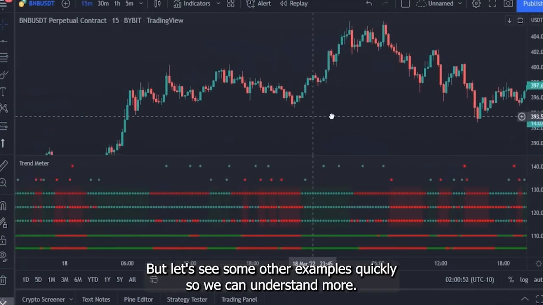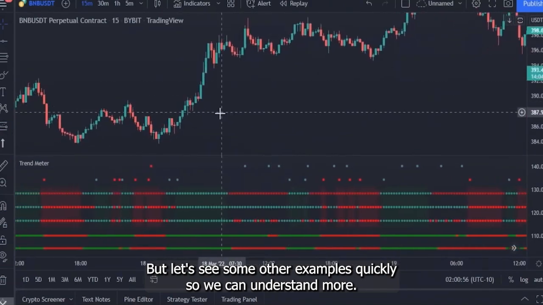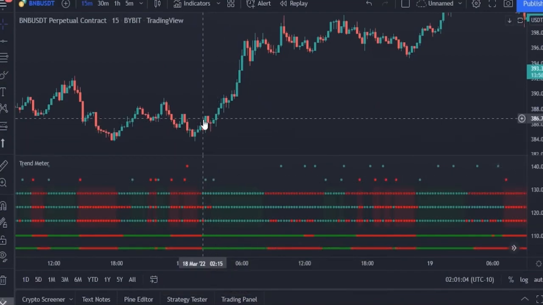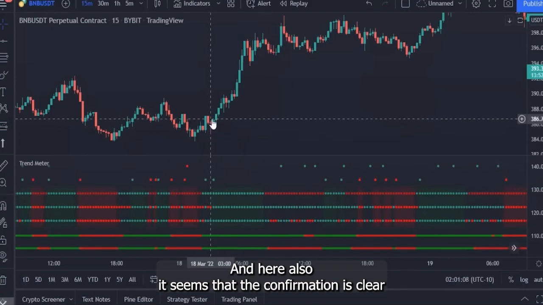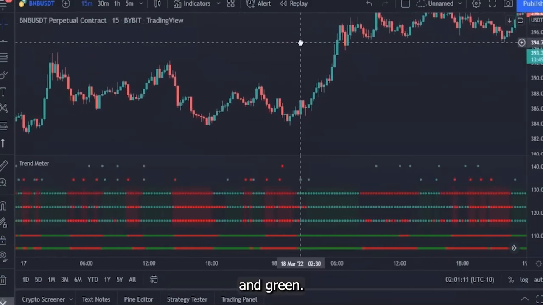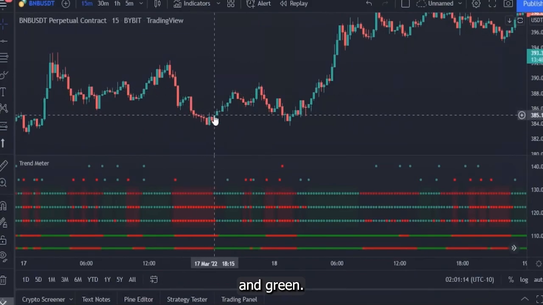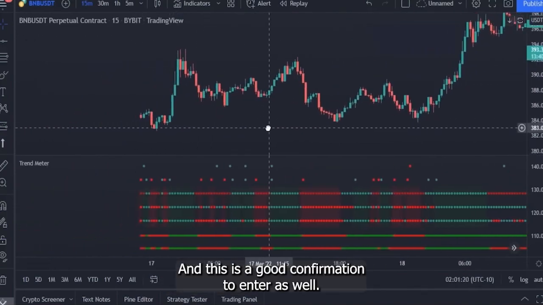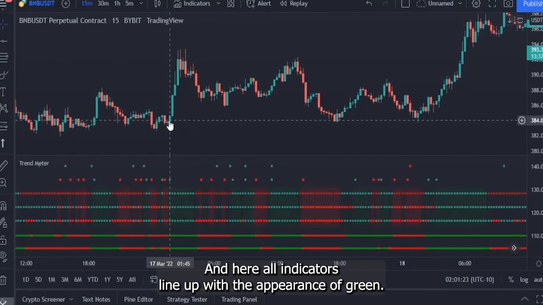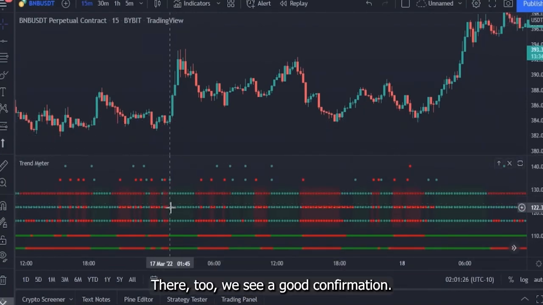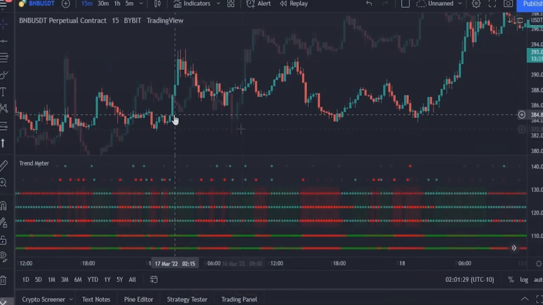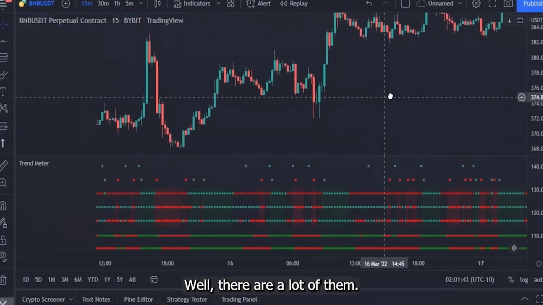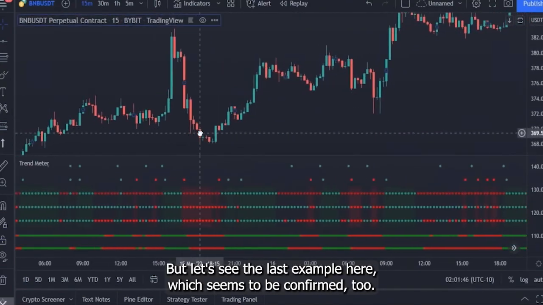But let's see some other examples quickly so we can understand more. Here, for example, we notice that all indicators give a green color, and here also, it seems that the confirmation is clear and green. Here also, all the indicators are green, and this is a good confirmation to enter as well. And here, all indicators line up with the appearance of green. There, too, we see a good confirmation. And here it was confirmed because all indicators were in green. Well, there are a lot of them, but let's see the last example here, which seems to be confirmed too.